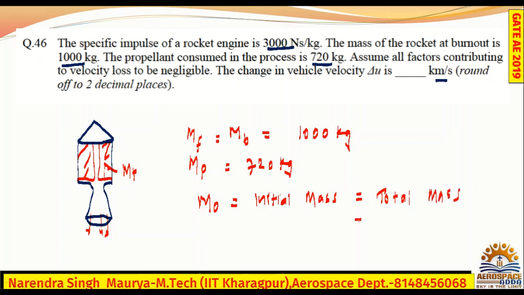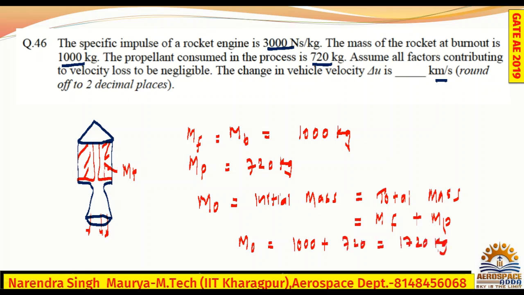Total mass means what? After burnout, mf plus propellant mass. So the initial mass, denoted by m naught, is mf, which is 1000, the burnout mass, plus 720. How much? This is the initial mass, 1720 kg. All right. They are asking for the change in velocity.